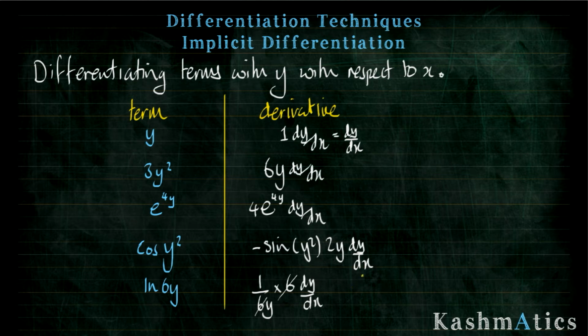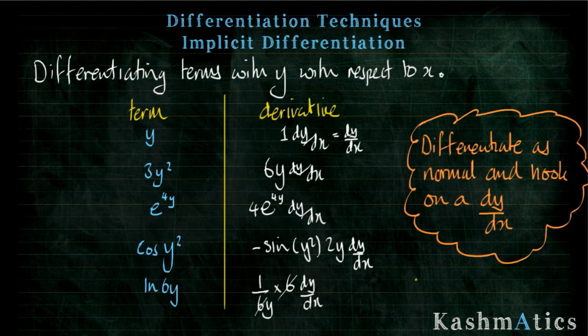So the main thing to remember here is you differentiate as normal. All you have to do afterwards is hook on a dy by dx, and that's that sorted. If you need to make that note in your notebooks, then please do so.